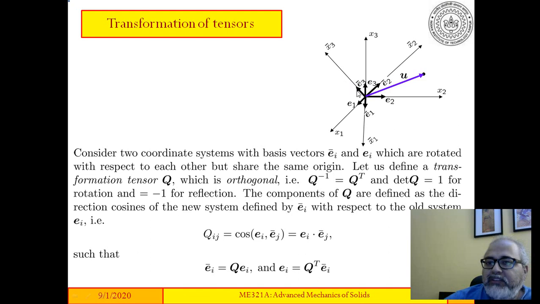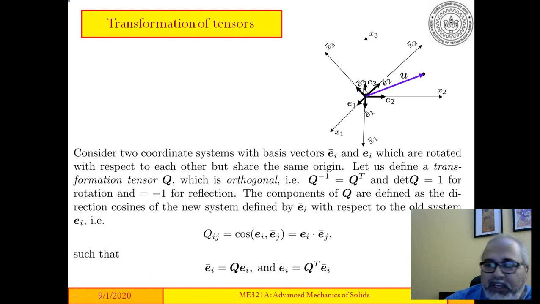Now these two coordinate systems are rotated with respect to each other. So x1, x2, x3 is our old coordinate system, and the new coordinate system is rotated with respect to the old coordinate system. Now you probably know that if I have a vector u here, the components of the vector in the old coordinate system and new coordinate system are going to be different. In a similar way, if I have the components of a second order tensor in the old coordinate system, the components in the new coordinate system are going to be different as well.